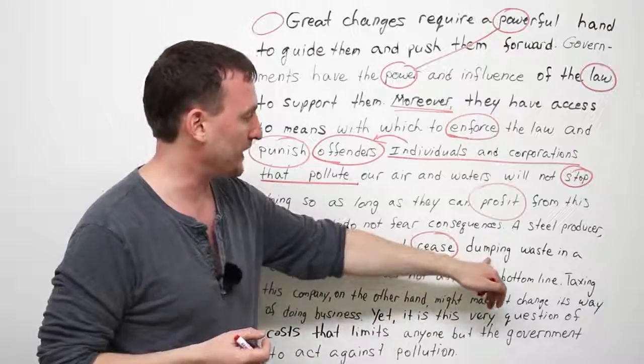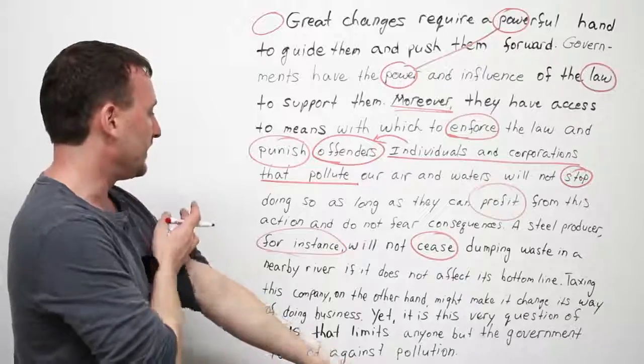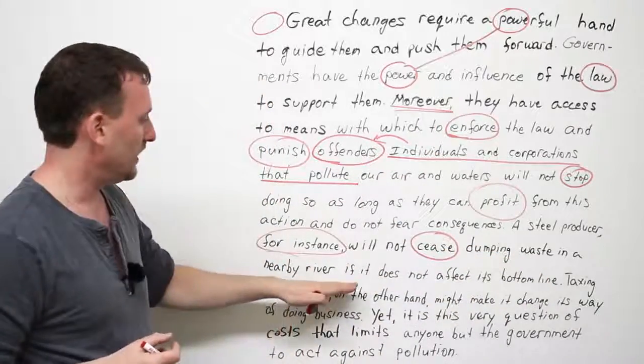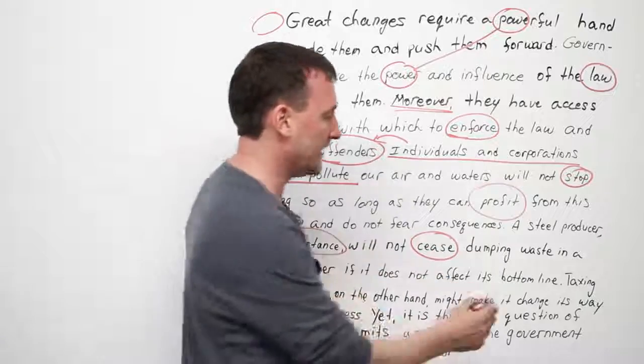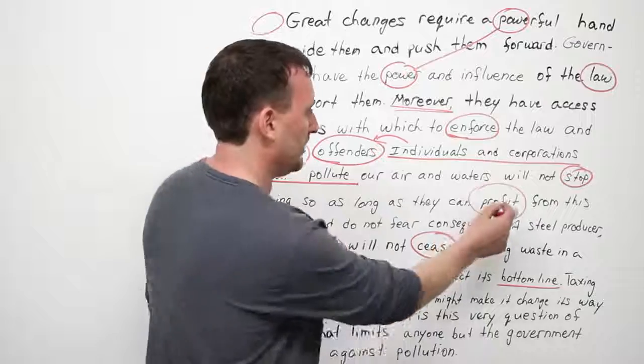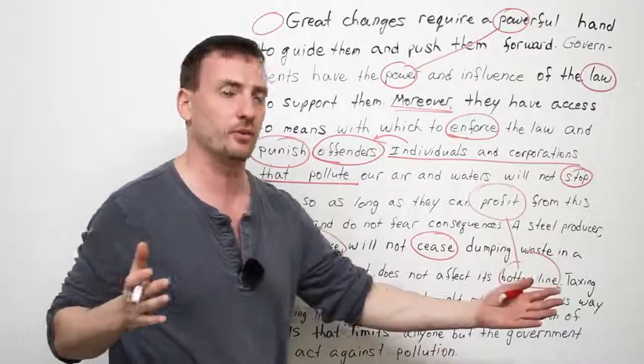Will not cease dumping, means throwing in or throwing away, waste in a nearby river. Waste, pollution. I'm still on the same topic. If it does not affect its bottom line. Now, I'm not sure if everybody knows what bottom line is, but bottom line basically means profit. I'm still connecting the ideas using different words.